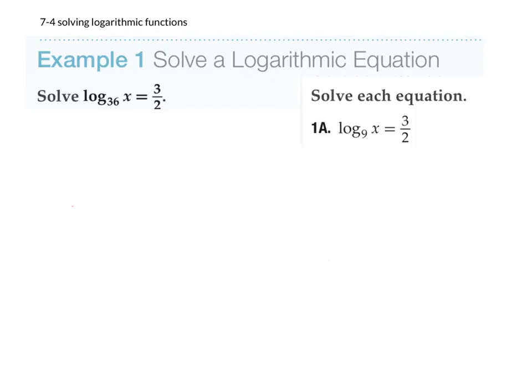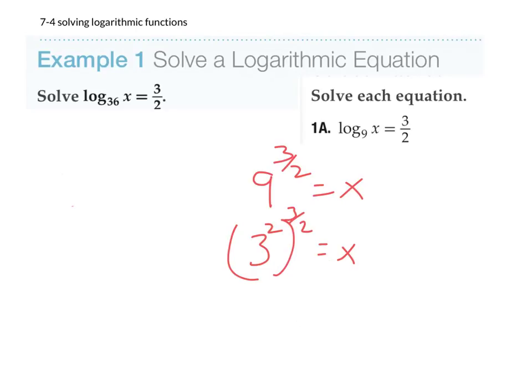So let's try this other example. The first thing I'm going to do is write 9 to the 3/2 equals x. So we're just converting from logarithm into an equation. So if I take the 9 and write it as 3 squared, and I use my fraction, once again the 2's cancel out, and this time it's 3 cubed equals x. 3 cubed is 27.